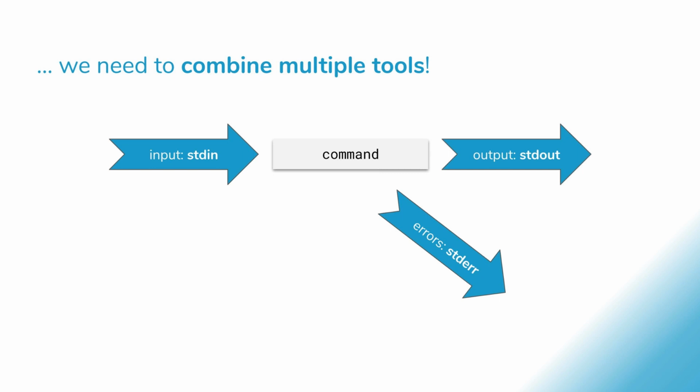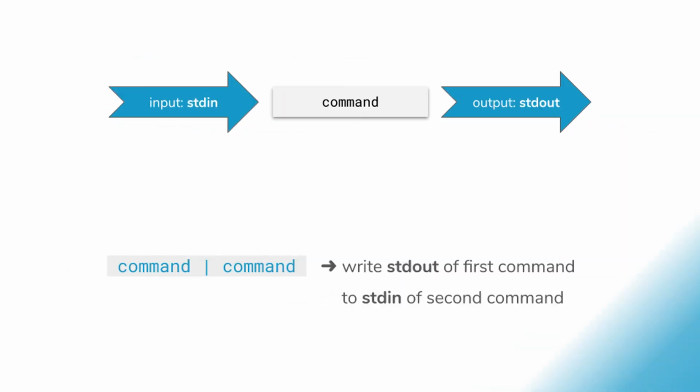And if we want to combine two commands together, we typically use the vertical bar or the pipe sign to connect the standard output of the first command to the input data stream of the second one. This way, the second command can process the data that were produced from the first one.